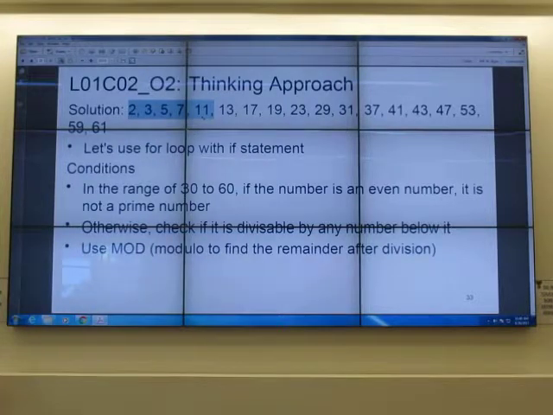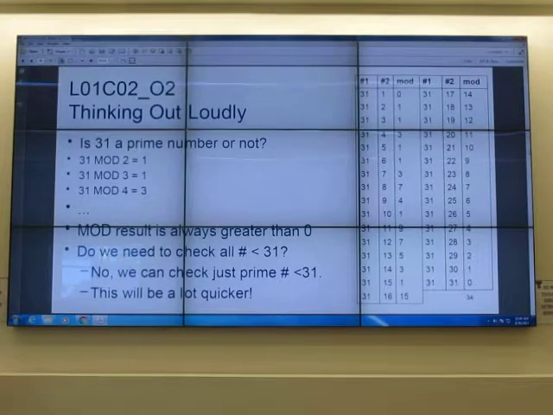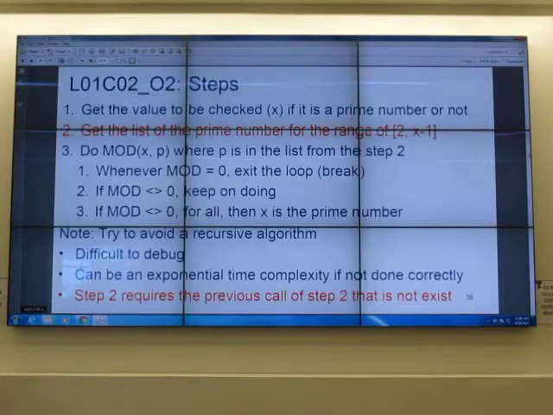So we have to give it something first. Actually, we don't need to, but it will be faster if you help the computer to work. Don't just let it work by itself, okay? Help it a little bit, so it will be faster. So we do x mod p, where p is the prime number from step 2. Whenever mod equals 0, exit the loop with the break statement.